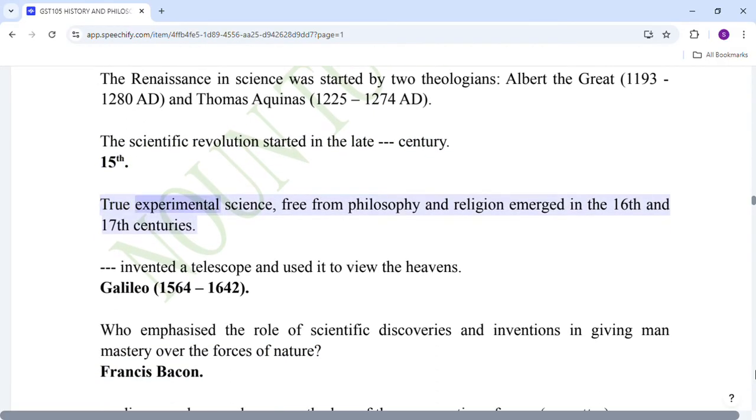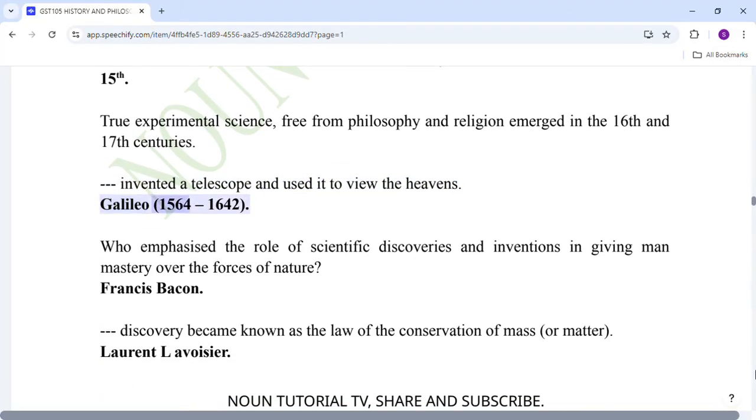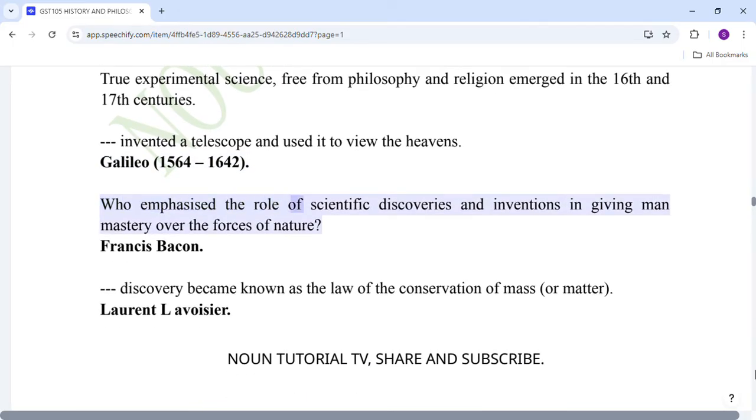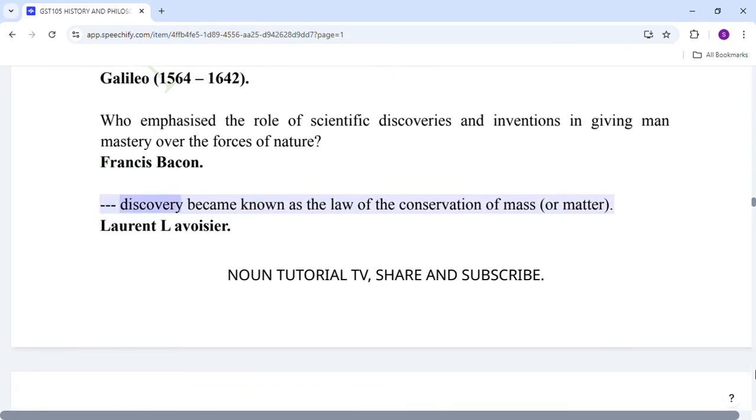True experimental science, free from philosophy and religion, emerged in the 16th and 17th centuries. Galileo, 1564–1642, invented a telescope and used it to view the heavens. Francis Bacon emphasized the role of scientific discoveries and inventions in giving man mastery over the forces of nature. Lavoisier's discovery became known as the law of the conservation of mass, or matter.